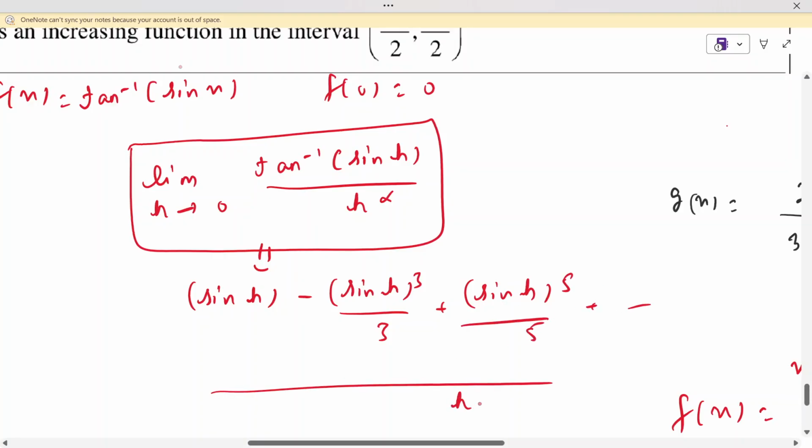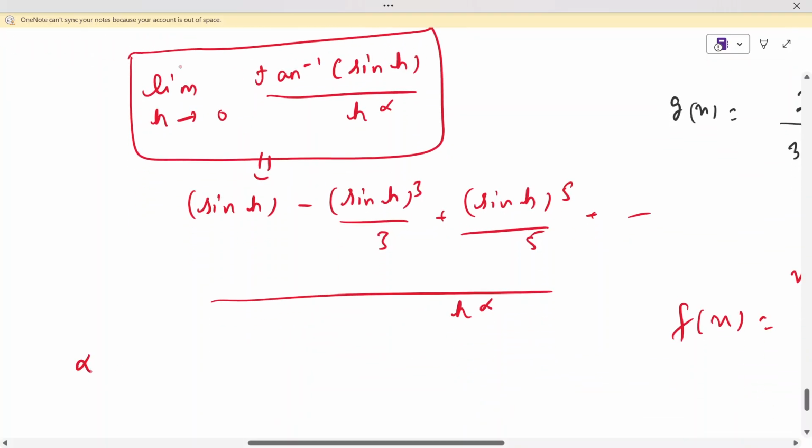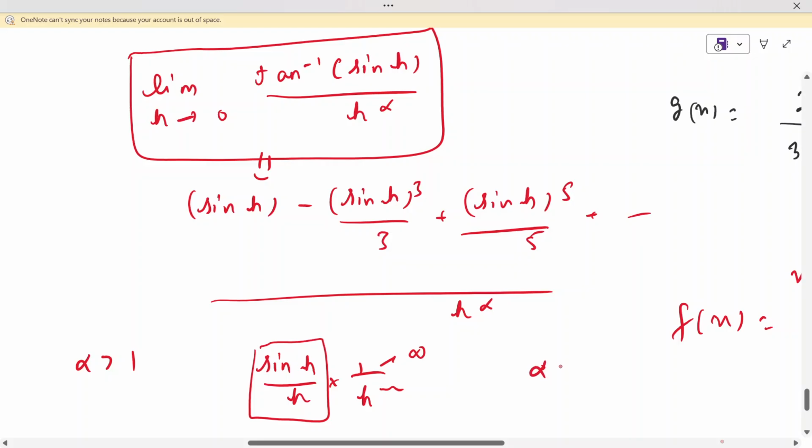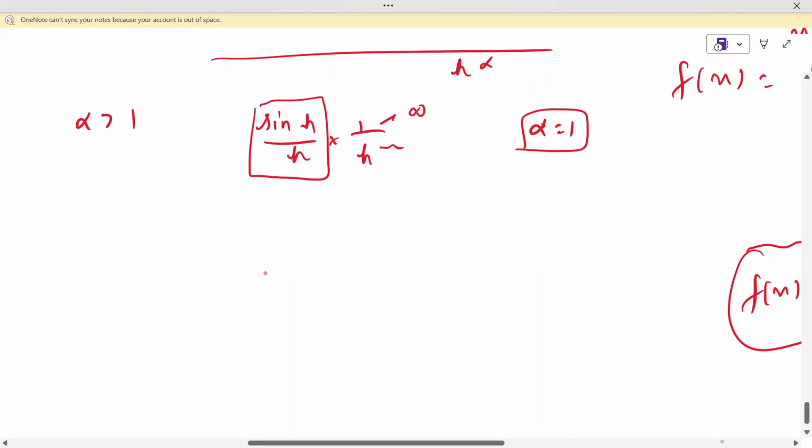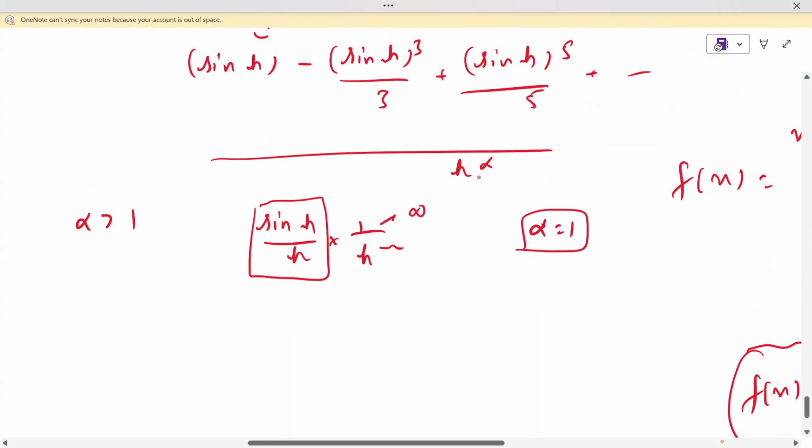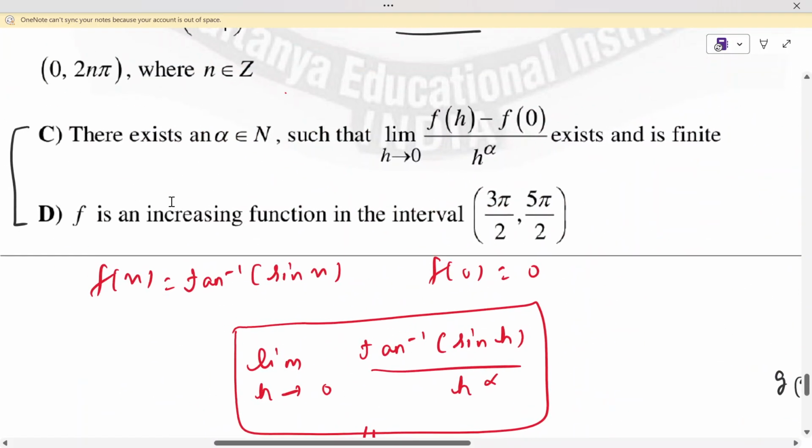So what is this? But if alpha is, let's say, greater than 1, then we get sin h over h to some different power, with a positive exponent, isn't it? And this will be like 1 by 0, which is infinity. It will be infinity, isn't it? But only when I take alpha equal to 1, this thing will become 1 and the remaining will become 0, isn't it? So sin h over h becomes exactly equal to 1, isn't it? So it's just alpha equal to 1 for which this holds, isn't it?